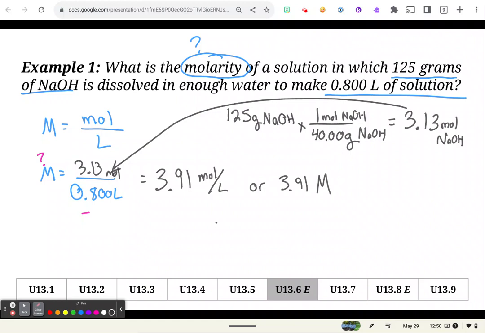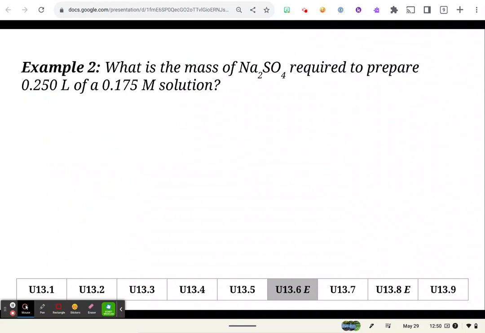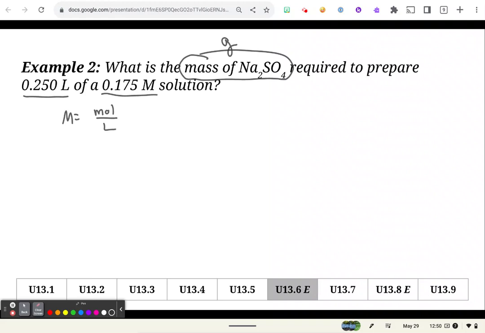All right, let's try another one. This one, now we're looking for the mass of Na2SO4. So I'm going to end with a gram number required to prepare 0.250 liters of 0.175 molar. Again, molarity is moles over liters. So I know my molarity value is 0.175. And that capital M tells me that it's on that side. That is equal to some number of moles over 0.250 liters.